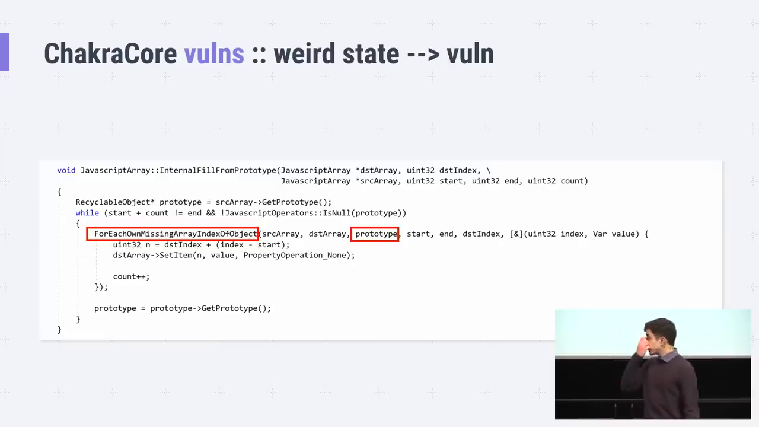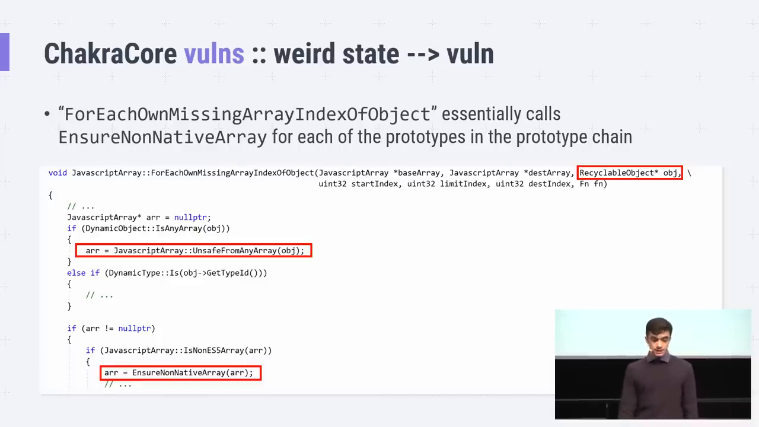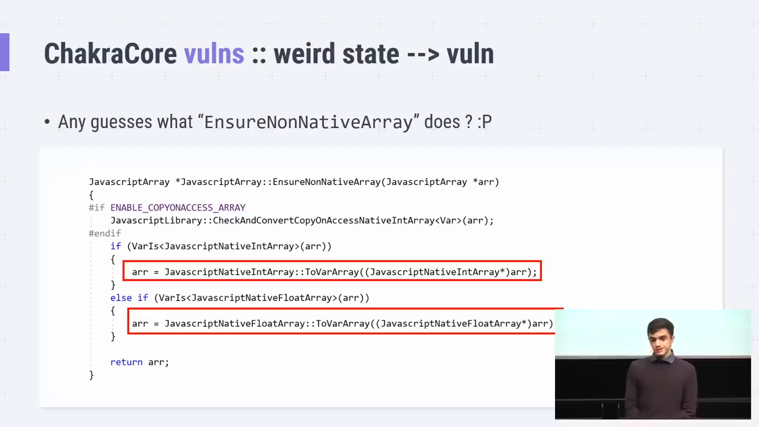So essentially what happens here is it knows, or should know, that a prototype is a JavaScript array, and we loop through it. Every time we get in here, the prototype is passed through the object argument and is then converted to a JavaScript array through ensure non-native array. As you can guess, ensure non-native array basically ensures the array is not of a native type. Therefore, it's a JavaScript array. And this is the interesting part for us.